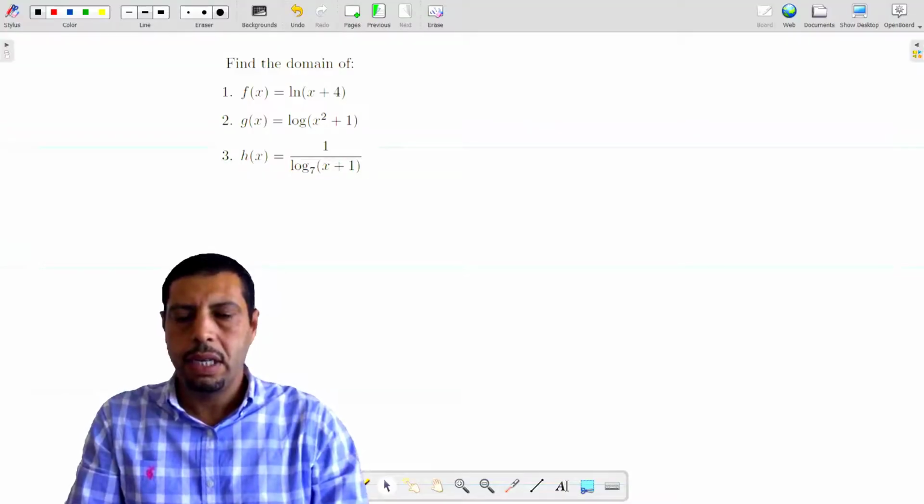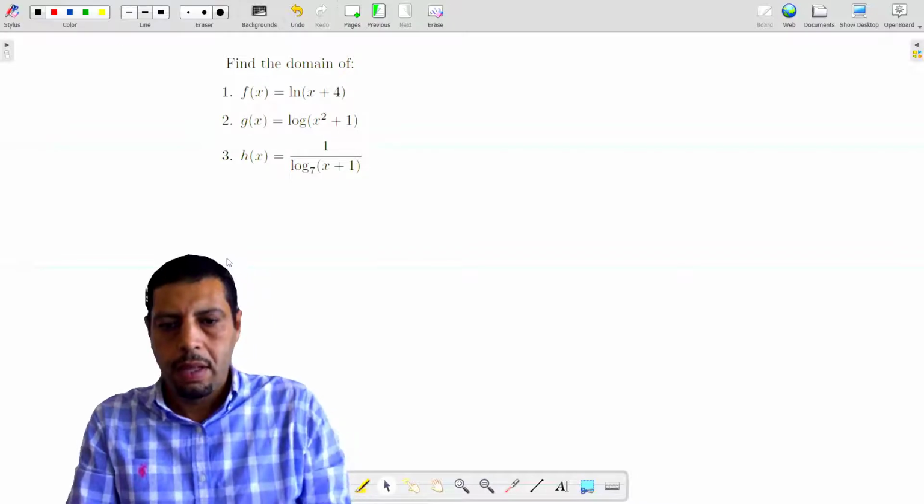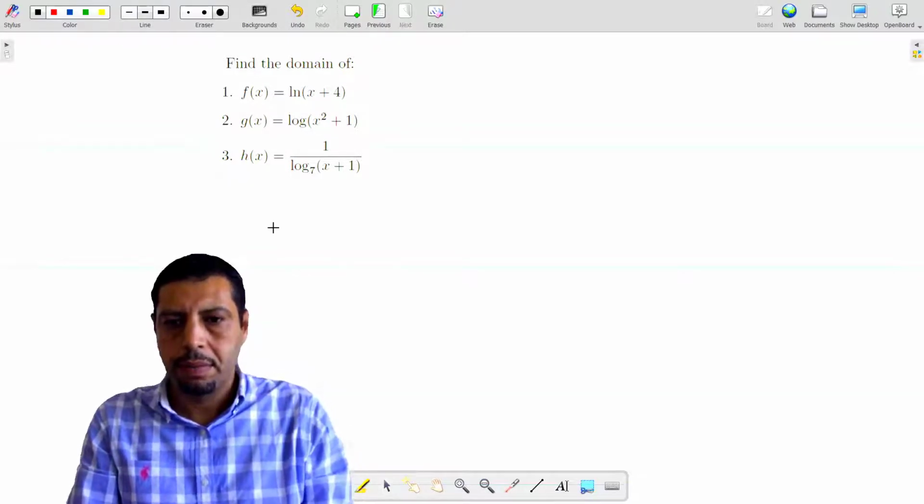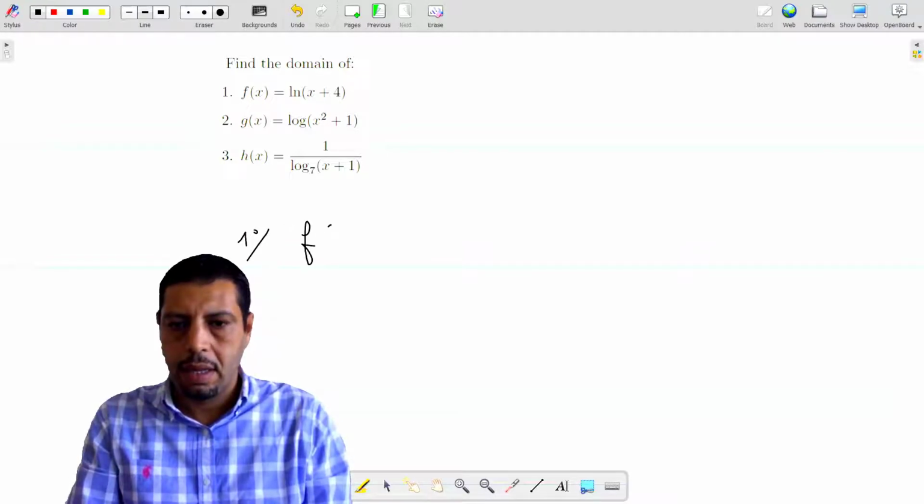Hi everyone, so here we're going to find the domain of some logarithmic functions. Let's start with the first one. You have f of x equals ln of x plus 4.